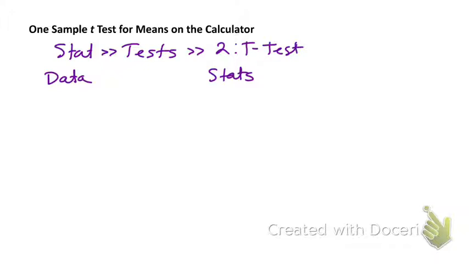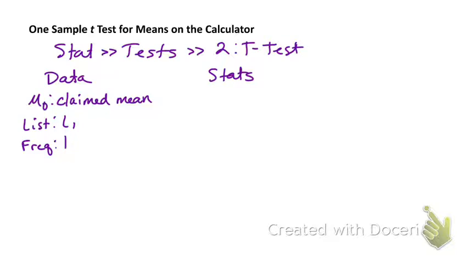All right, so look at data. We're going to look at data first. The first question it's asking you about is mu naught. And what did I tell you just a few minutes ago that mu naught is? Claimed mean. That's the claimed mean, and that's going to be in your hypothesis. This is your claimed mean. All right, now if you have data, again, it's going to say, hey, where's your list? Hopefully you have it already in L1. If you don't, you'd have to go back to L1 and do that. Your frequency, you're always just going to leave it at 1.